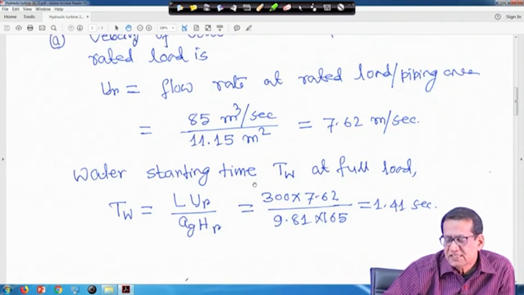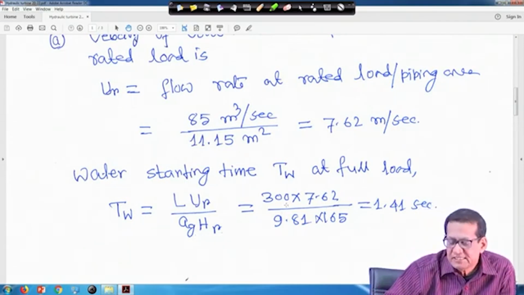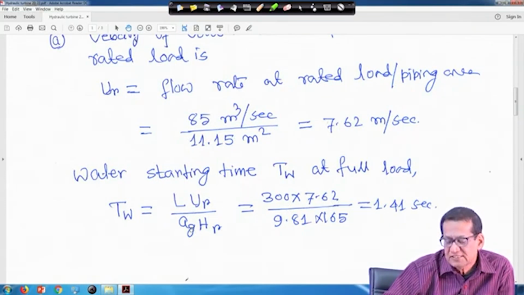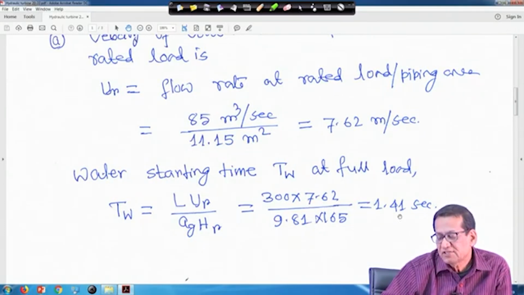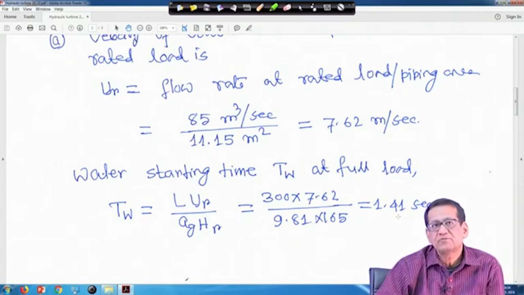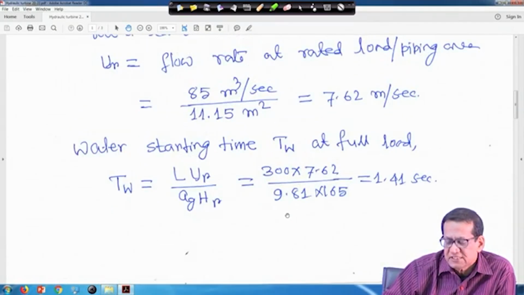So, water starting time TW at full load, we know this formula: TW is equal to L UR divided by AG into HR. Here L is given 300 meter, UR is 7.62, AG is acceleration due to gravity 9.8 meter per second square and HR is 165. So, TW is 1.41 second. That is the water starting time.